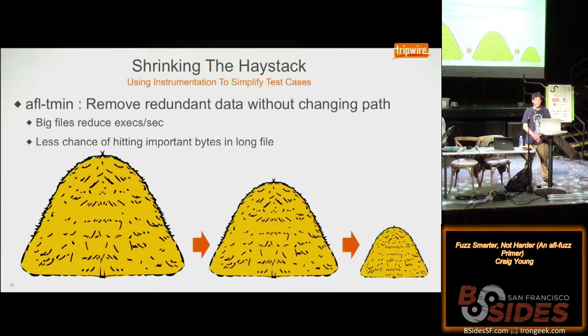So now we're going to get back to what I mentioned on those blockers of having too big of a haystack here. So if you have long test cases, they're going to run more slowly, and it's going to be less likely that your fuzzing efforts are going to touch critical data structures. So AFL provides a tool for this. The tmin tool allows you to minimize the contents of your test inputs. It's doing this, of course, by using the instrumentation.